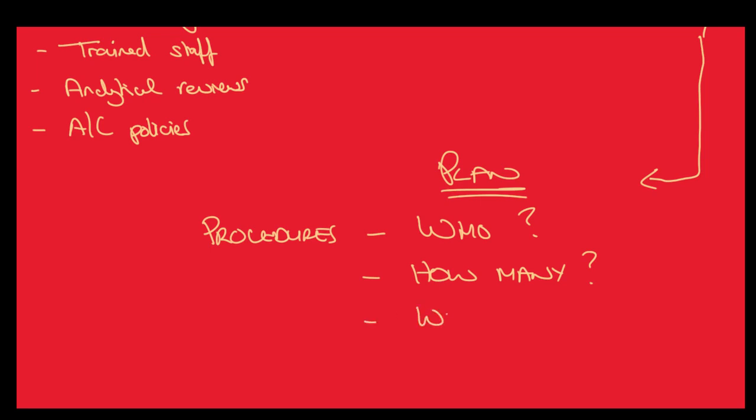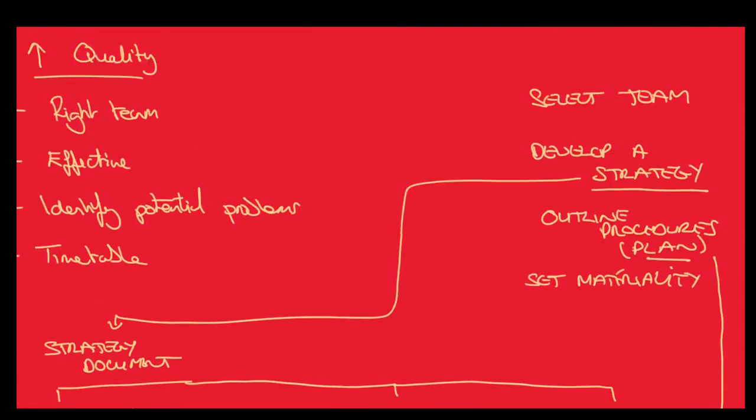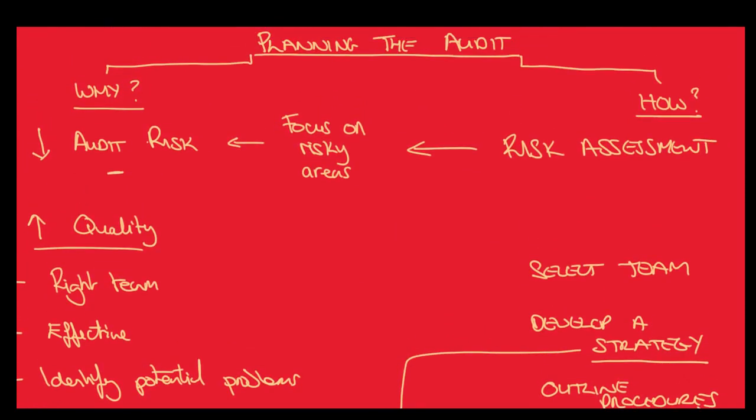We're also going to say when we are going to test them, okay? And how many, of course, will be linked to our risk assessment again. Okay, so that's basically it. That's what you need to remember for audit. Think about why we audit, think about how we audit, think about what goes into a strategy document, and think about planning, the development, the how, the who, and the when. Okay, see you on the other side.